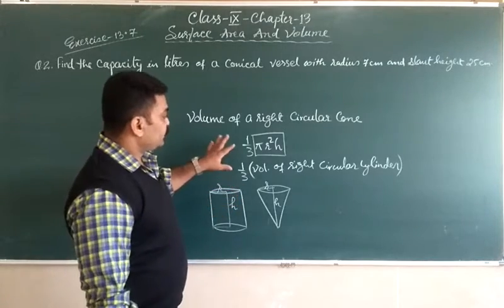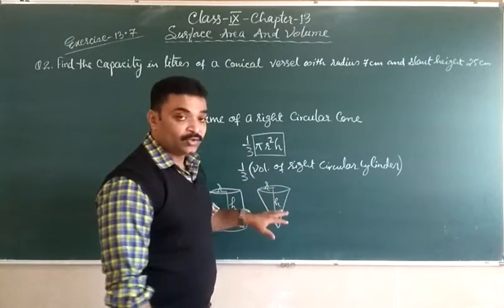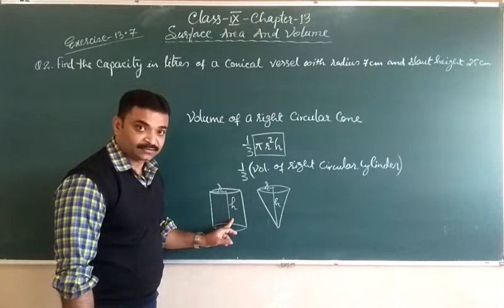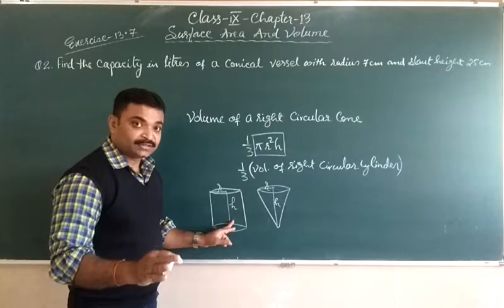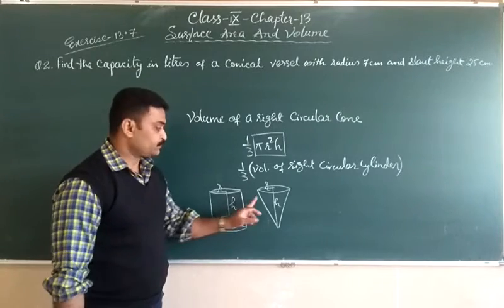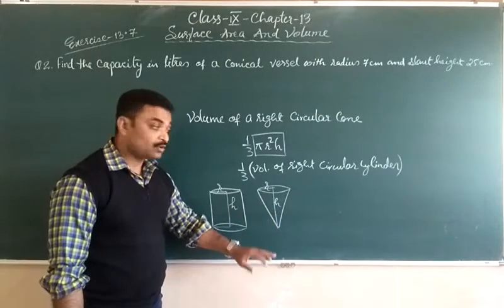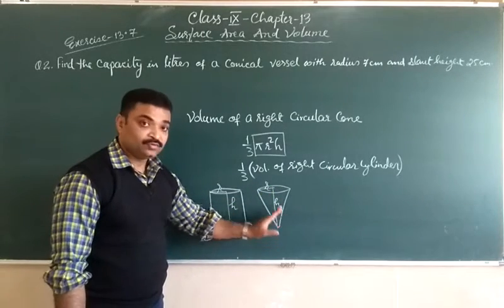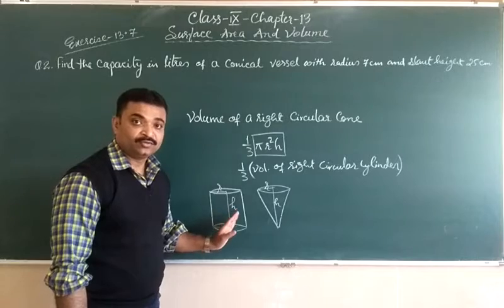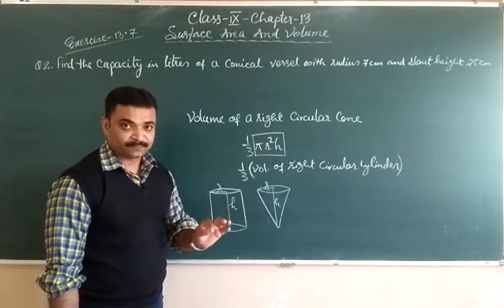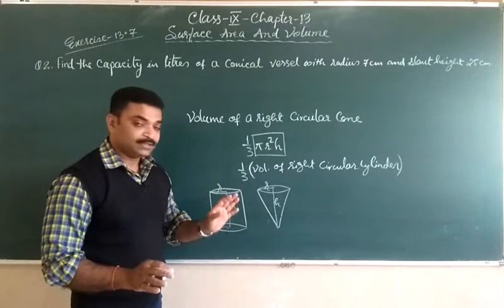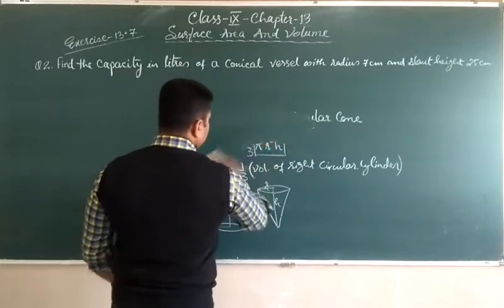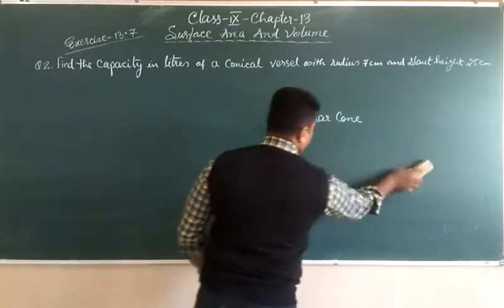So we can say that the volume of a right circular cylinder is 3 times the volume of a right circular cone, or the volume of a right circular cone is equal to 1/3 of the volume of a right circular cylinder. Isn't it? इतना क्लियर है? Now we are going to solve the questions on the basis of this formula.